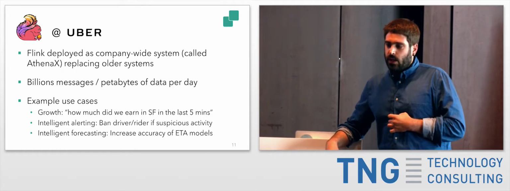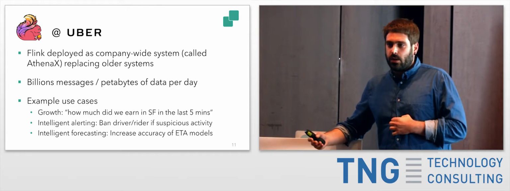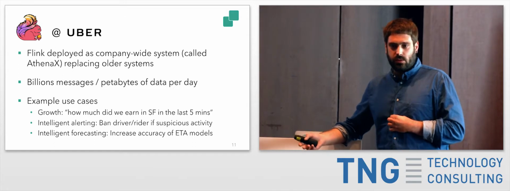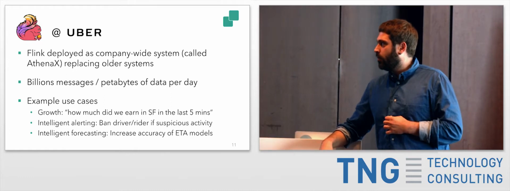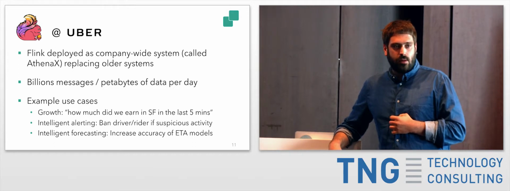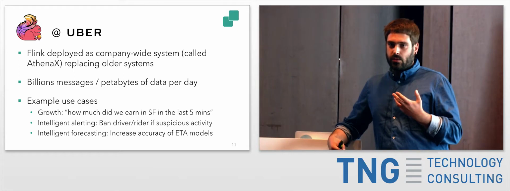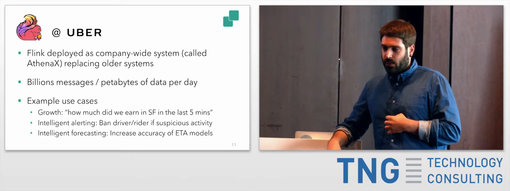For example, the growth teams are interested in how much are we earning, right? And how much are we earning actually in real time. So the most basic use case, for example, how much did we earn in San Francisco in the last 5 minutes? That's a purely analytics use case. It just produces an answer. Then one level up is sort of alerting, right? So Uber noticed that some drivers are trying to cheat the system in various ways. So they are trying to detect that, and if they detect that, they ban the driver, et cetera.